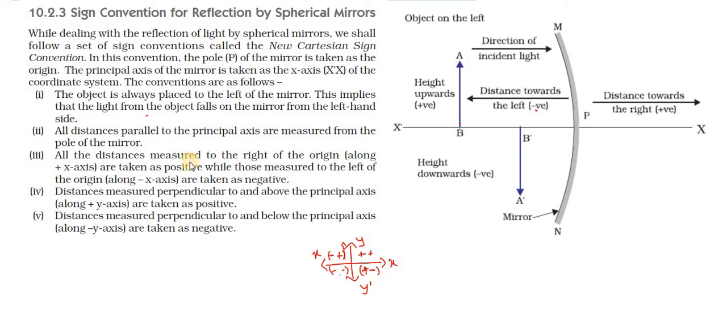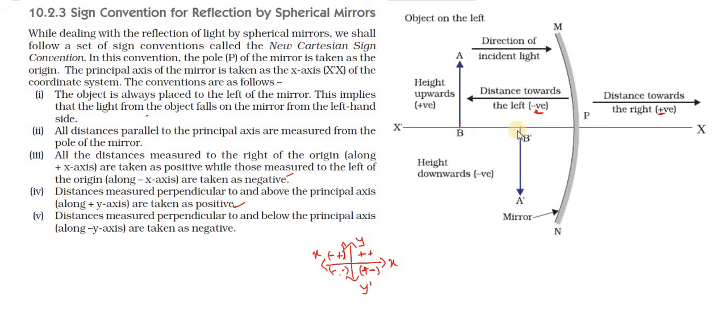The same sign convention they took and made small changes in it. All the distances measured to the right of the origin along the x axis are taken as positive, while those measured to the left of the origin along the x axis are taken as negative. So direction towards right is positive and direction towards left is negative. Next point, direction measured perpendicular to the principal axis, above the principal axis along y axis, are taken as positive.